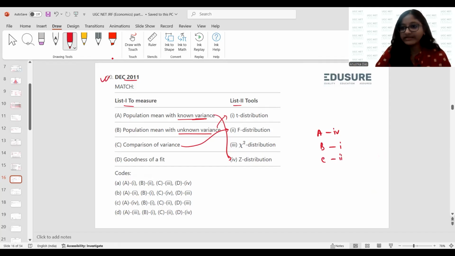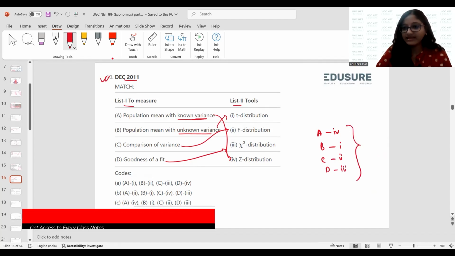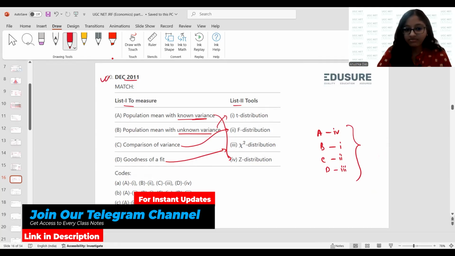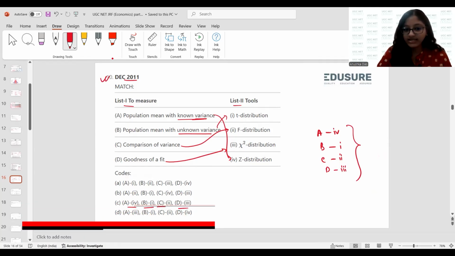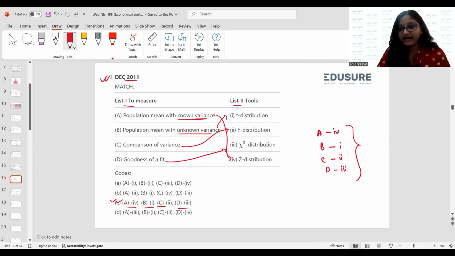There is nothing to explain. This is how they work. And goodness of fit can be measured using the chi-square test, right? So this will be the matching. So A is 4, B is 1, C is 2, D is 3. So C will be the right answer to this question.